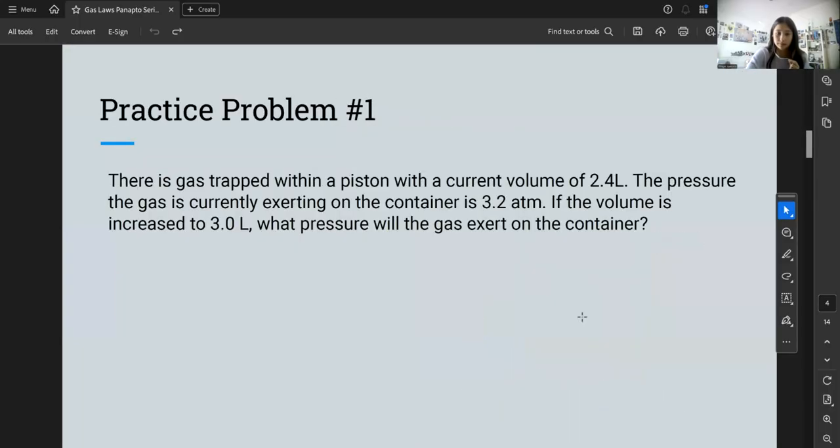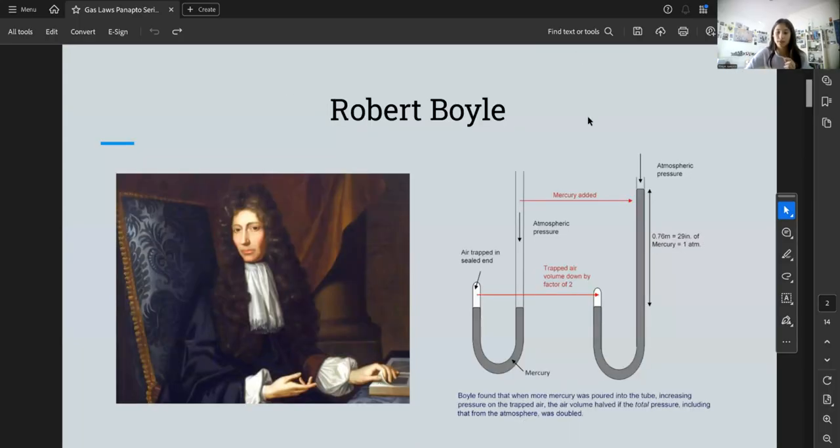Okay. So this is Robert Boyle. Robert Boyle was born in 1627. He died in 1691. He was a prolific scientist and philosopher in Ireland, but he also worked in England. And he is the creator of Boyle's Law.